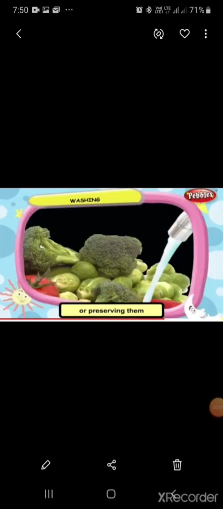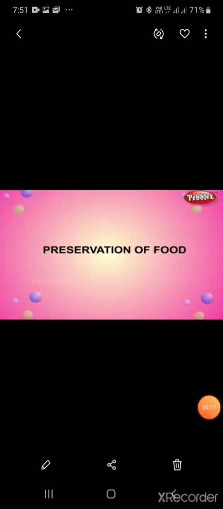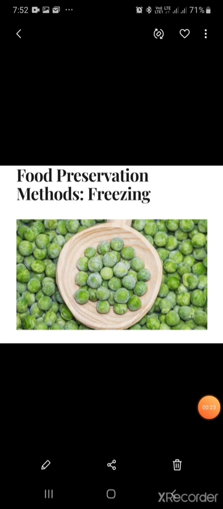Before eating raw food or preserving it, it must be properly washed with water to remove the dust and germs which may be present on the surface of the food. Now, preservation of food. Food preservation methods: freezing or cooling.